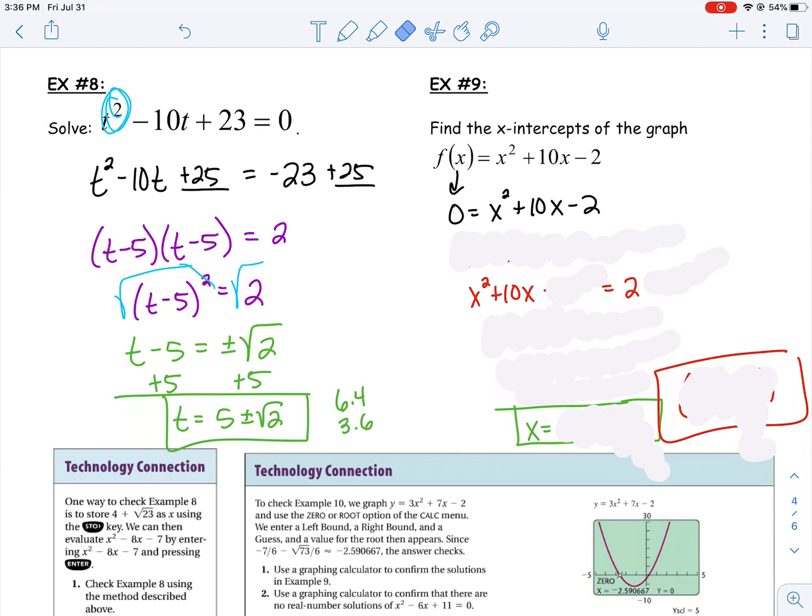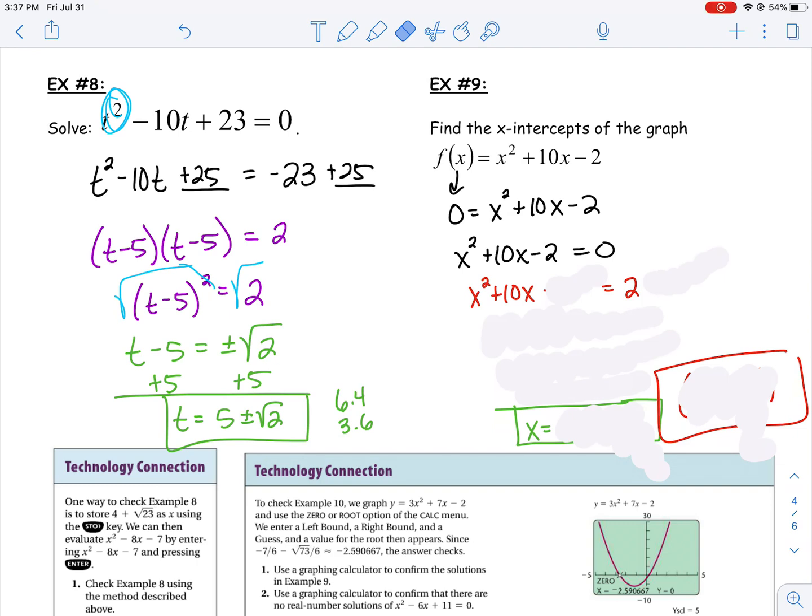Let's try it. I don't know about you, but I always like to see it in a different order. So I'm going to actually put the x squared plus 10x minus 2 on the left side and then the 0 on the right side. I haven't done anything. I've just written it in a different order, switching the sides. For whatever reason, I like to see it in this order. You don't necessarily have to do it, but it's kind of a habit of mine, and so I'm going to kind of keep it this way.